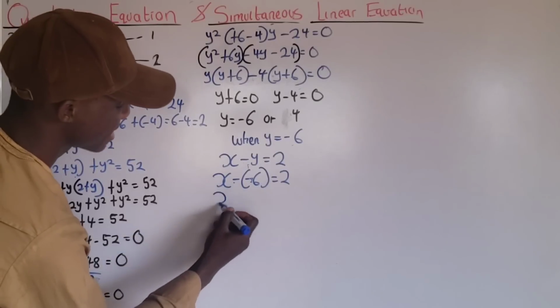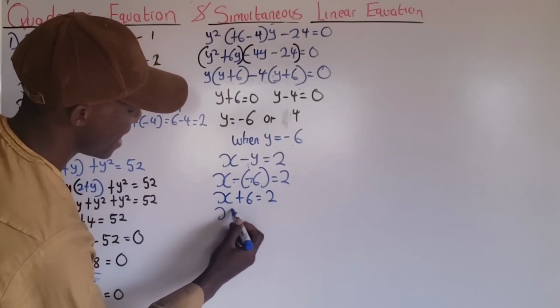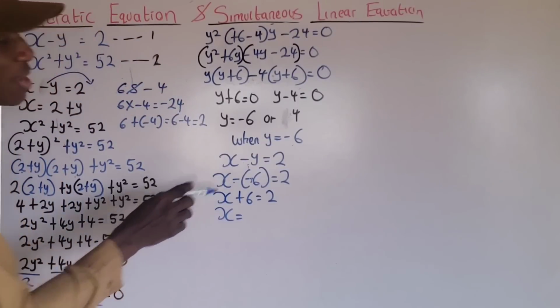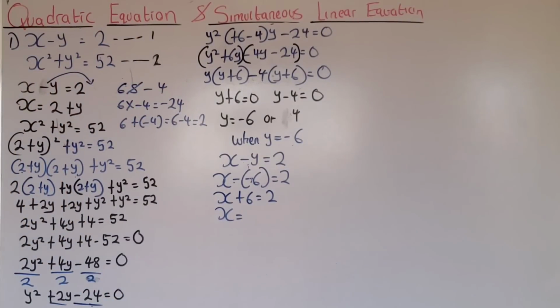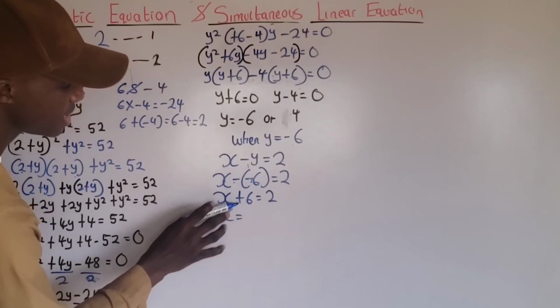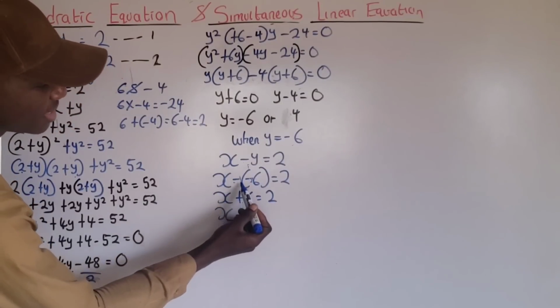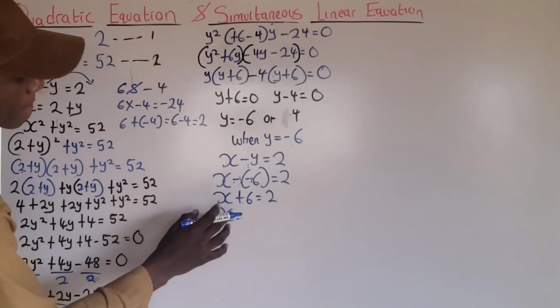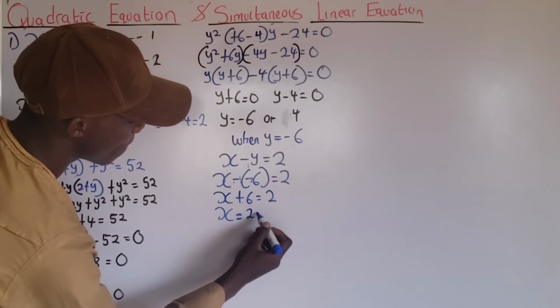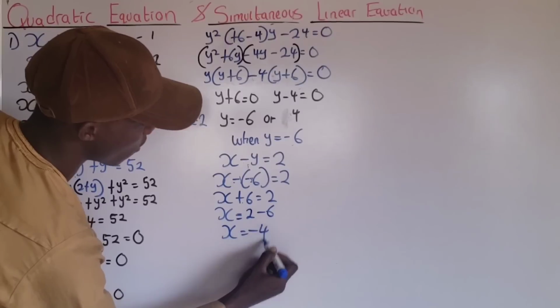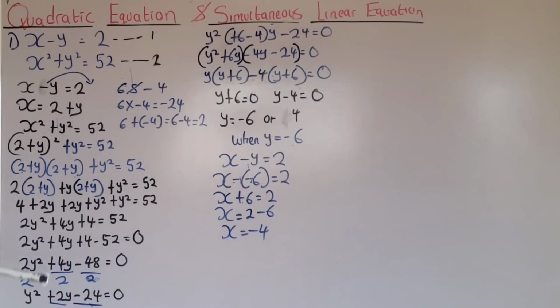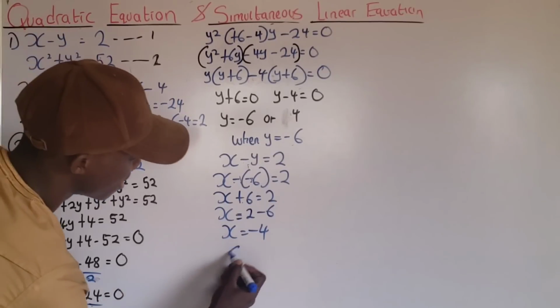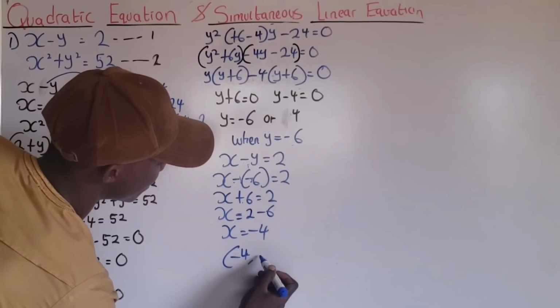So let's proceed. X plus 6 equals to 2. Because if you take the product of a negative number and a negative number, you are going to have a positive number. So negative 1 multiplied by negative 6, that is positive 6. Because there is an invisible 1 in this bracket, at the front of this bracket. Okay, so I'm going to have x is equals to 2 minus 6. X is equals to negative 4. So when y is equals to negative 6, x is equals to negative 4. You understand? So the first is negative 4, comma, negative 6.